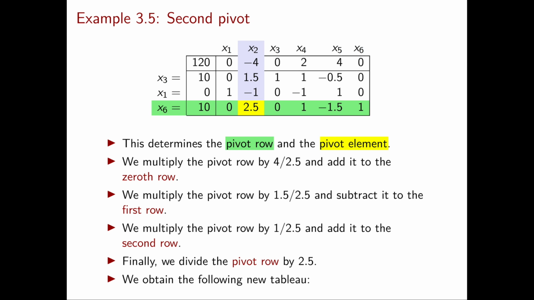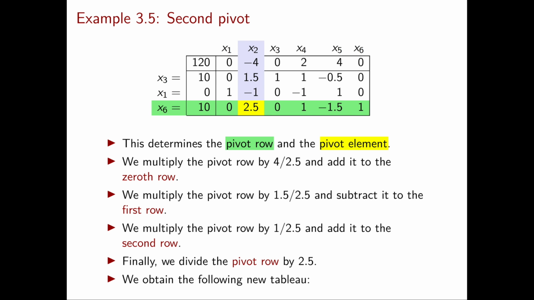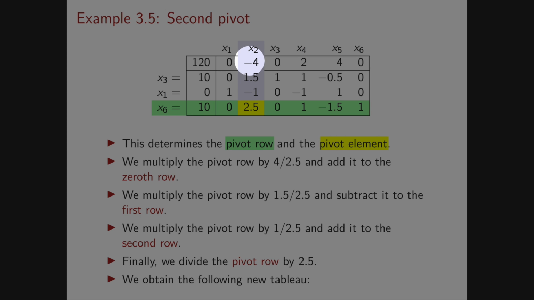To construct the next tableau, we need to obtain 0, 0, 0 and 1 using elementary row operations. To obtain a 0 in the 0th row, we multiply the pivot row by 4 divided by 2.5 and add it to the 0th row.